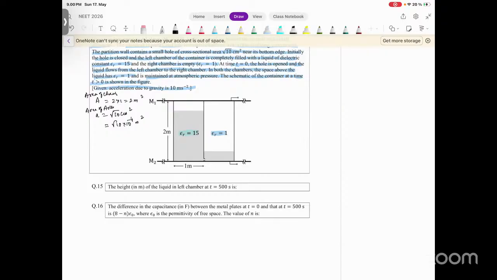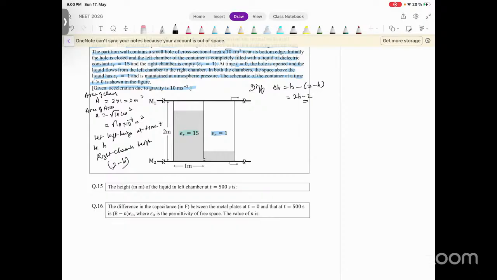Let the left height at a time t be some h. Right chamber height will be 2 minus h. So what is the difference right now? Difference will be delta h equals h minus (2 minus h), that is equals 2h minus 2.